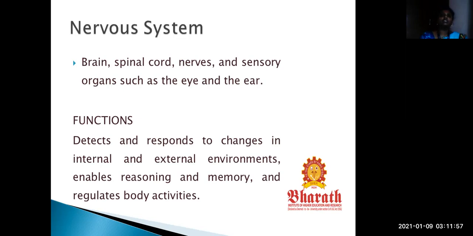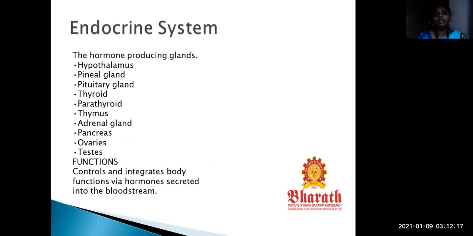So what is the main function of the nervous system? It detects and responds to changes in internal and external environments, and enables our memory power. It also regulates our day-to-day normal body activities. So this is the function of the nervous system. Then we'll have the endocrine system.